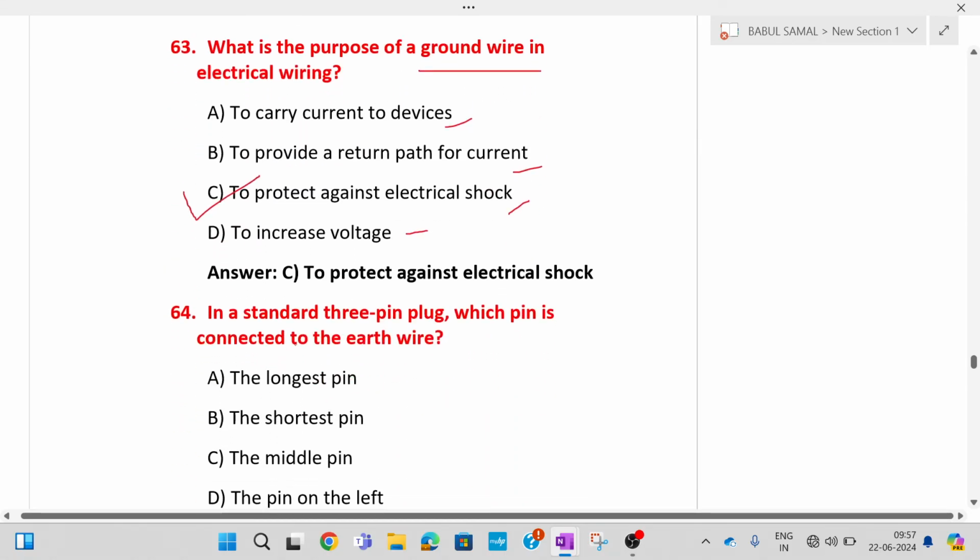Next question. In a standard 3-pin plug, which pin is connected to the earth wire? So in the 3-pin plug that we use, suppose, at which pin is the earth wire connected?